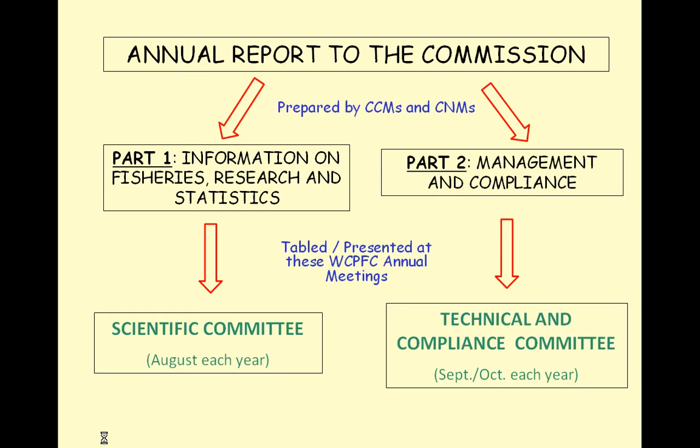Annual reporting to the Commission comprises two aspects. Part 1, information on fisheries, research and statistics is supplied to the Scientific Committee in August each year. Part 2, information on management and compliance is supplied to the Technical and Compliance Committee in September-October each year.